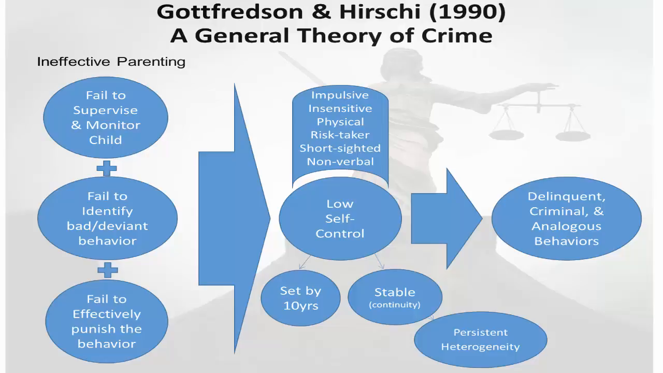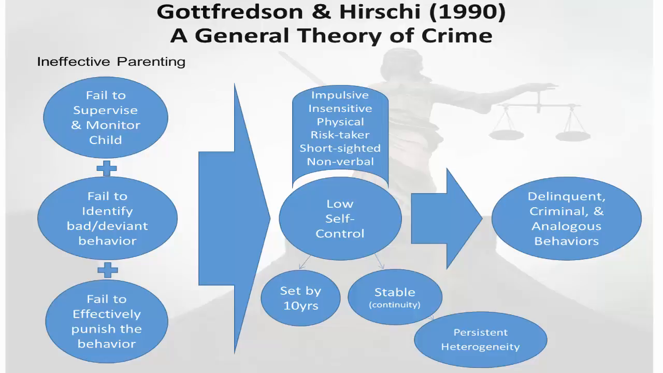And if you remember, low self-control is set by the age of 10, and Gottfredson and Hirschi claimed that this was stable, right? So this is continuity in offending, that this particular trait was stable throughout an individual's life course. And so being stable, set by 10, this low self-control characteristic leads to delinquent behavior when they're young, criminal behavior when they're old, and a series of analogous behaviors.